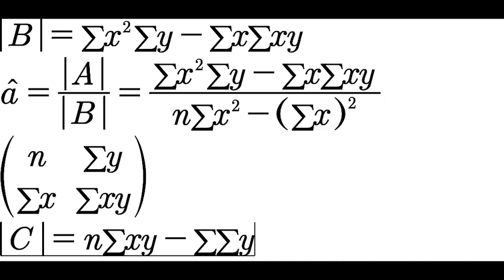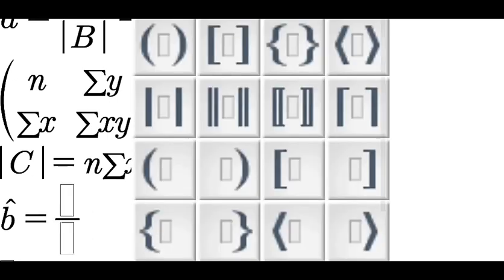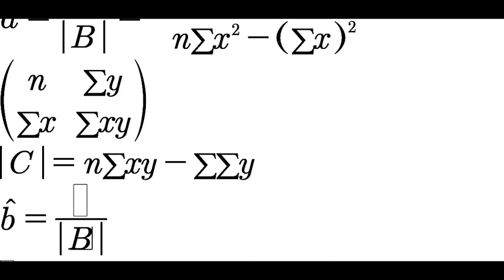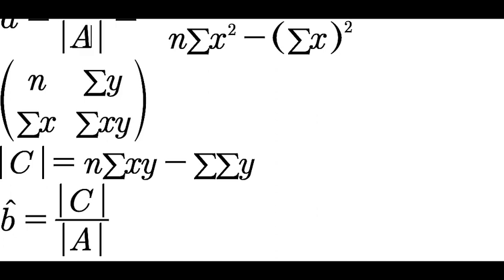So the value b hat, the value of our beta, is now equal to the determinant of our matrix C over the determinant of our matrix A. Please, there is a mistake here. Matrix A is our divisor.